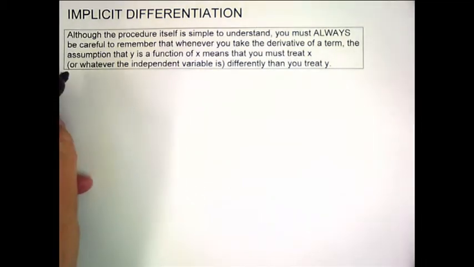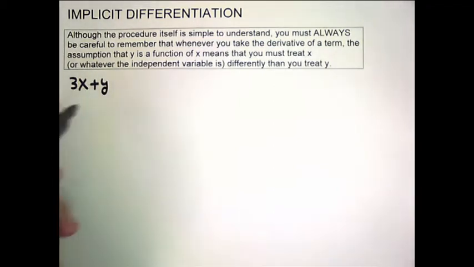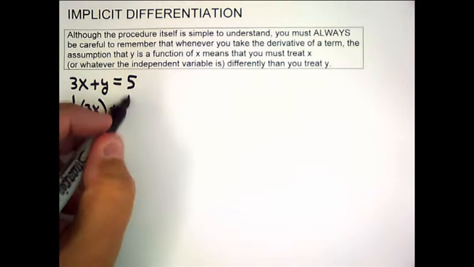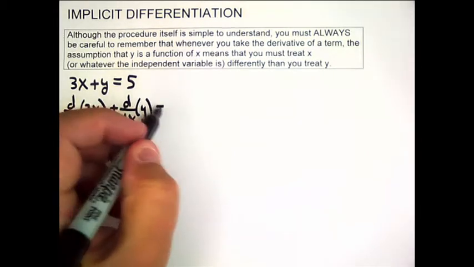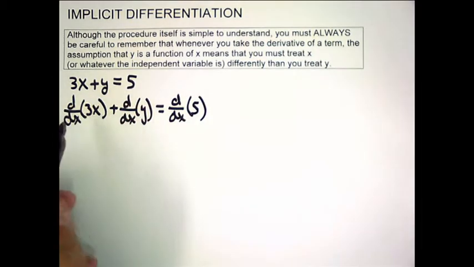Let's look at an example just to sort of make that point. Suppose I have 3x plus y is equal to 5. According to our 3-step process, we need to take the derivative of each term on both sides of the equation. Now I'm writing it out formally just sort of for emphasis. When you're doing this yourself, you may not even write down that particular step. But it does emphasize what I'm doing.